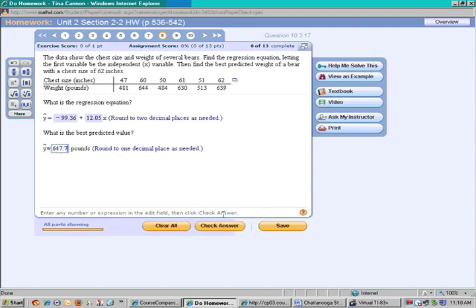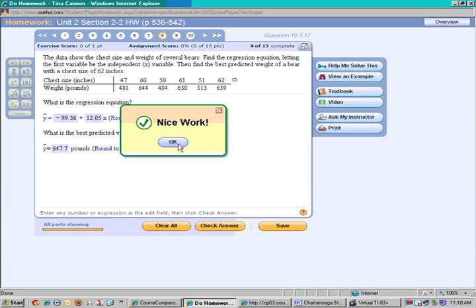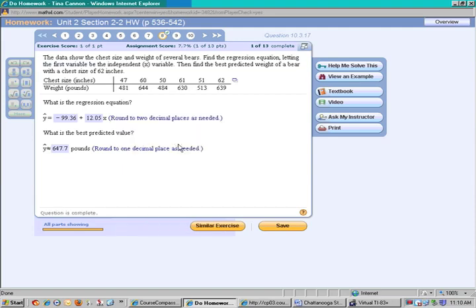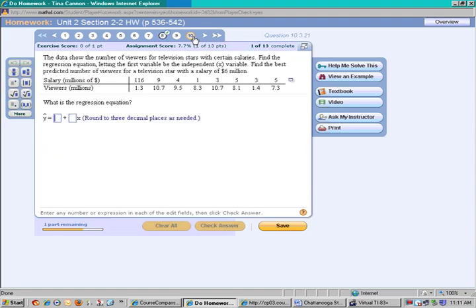647.7. And we're going to check our answer. Okay, and so our answer was correct. This gives you an example of when there is a significant linear correlation. I'm going to move through the homework and see if I can find one. Let's see, I'm not sure.